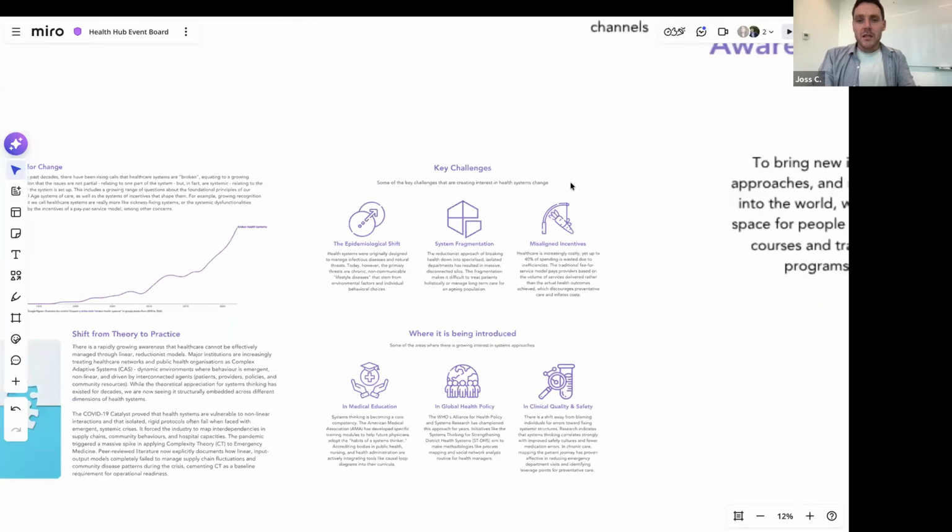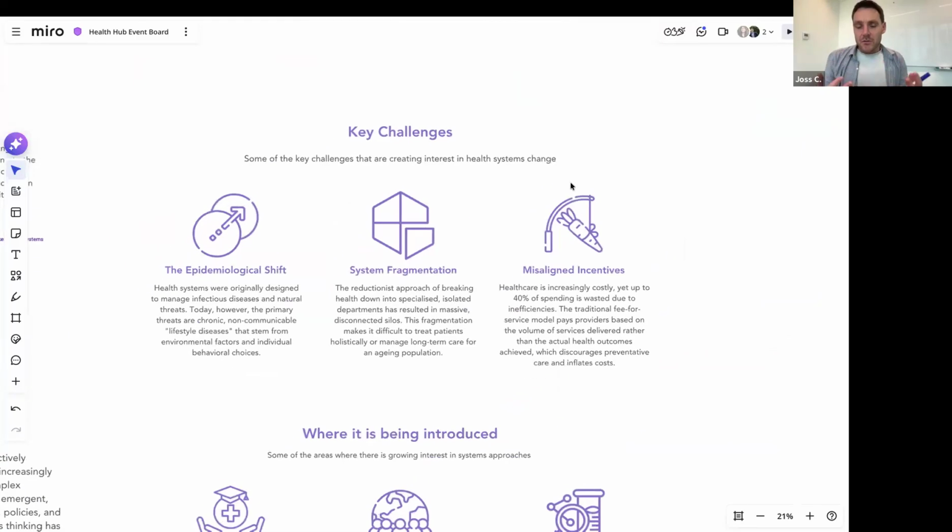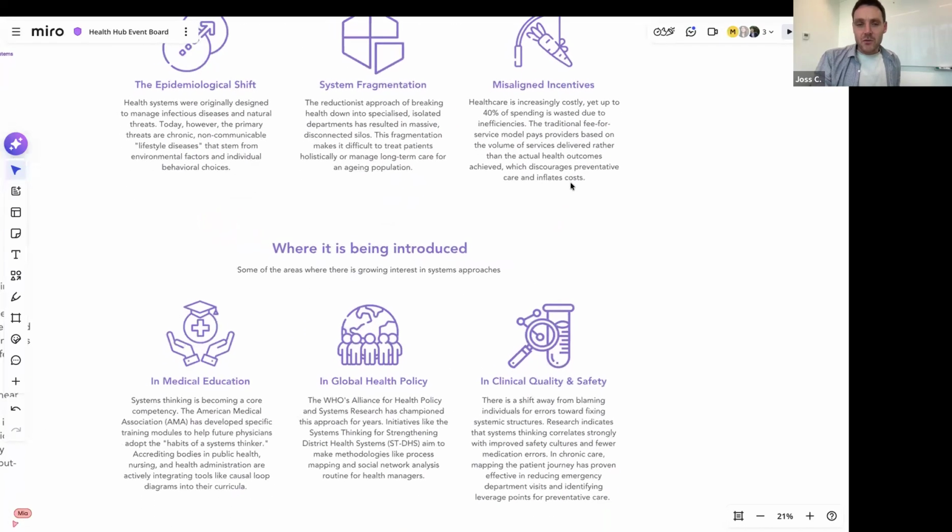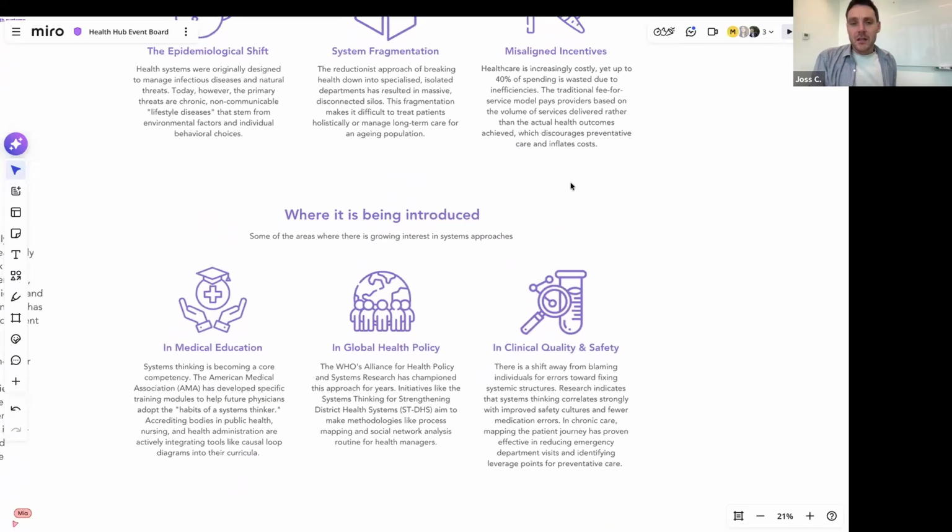So some of the key challenges that are driving this need for system change, I think we've maybe heard them already, or we will hear them later on. The epidemiological shift towards chronic diseases, lifestyle diseases, non-communicable diseases, systems fragmentation. We hear a lot about that, misalignment of incentives are some of the challenges that are driving this call for systems change in healthcare. Where is it being introduced?